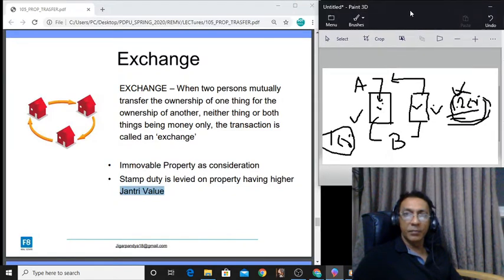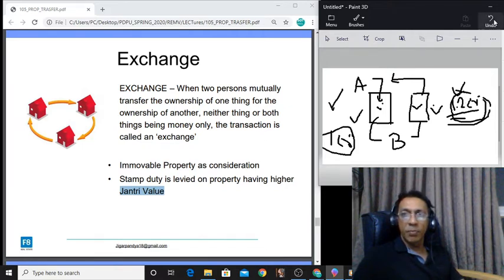Well, there are several cases in which you do not want to have two separate sale deeds, because both the parties mutually want to exchange a property, and in such a case, exchange is a single transaction that suffices the purpose, where two properties are technically sold to either of the two parties, and they exchange.